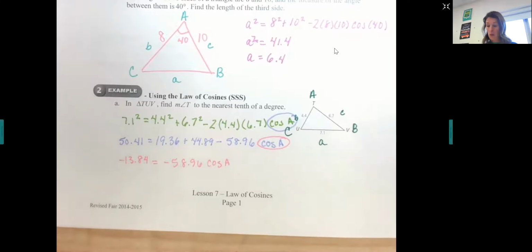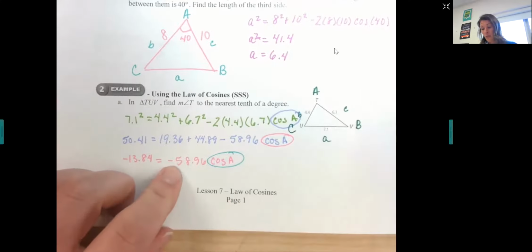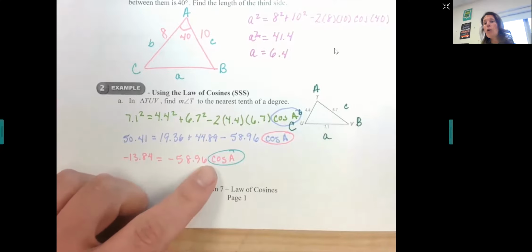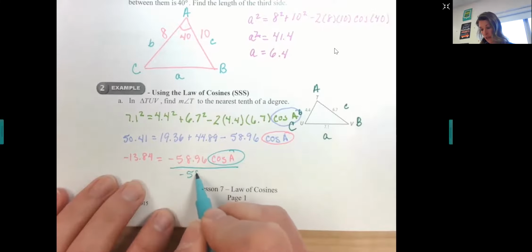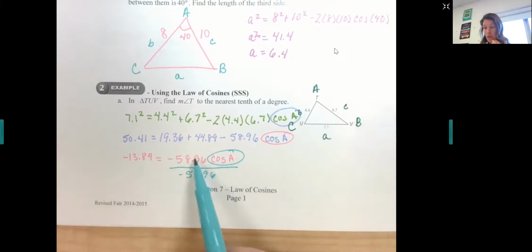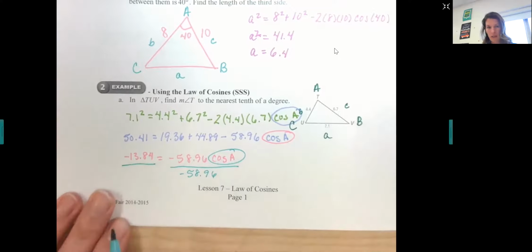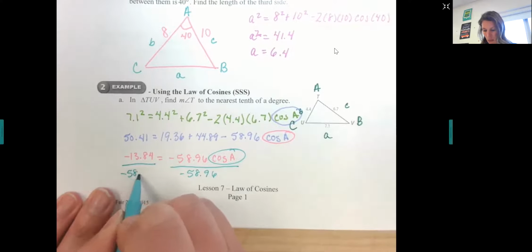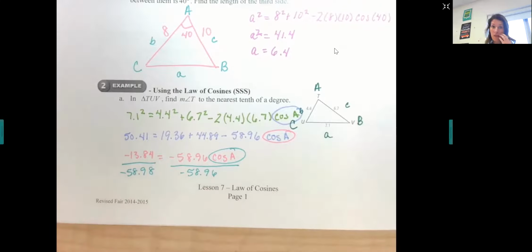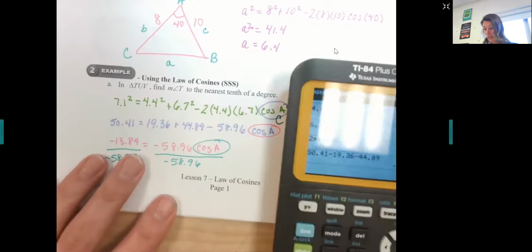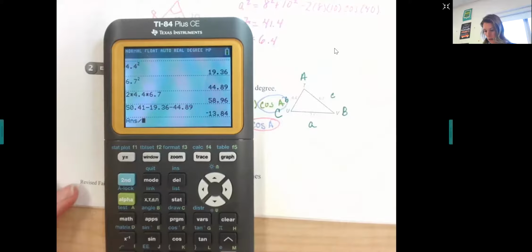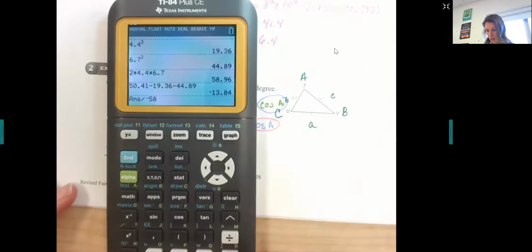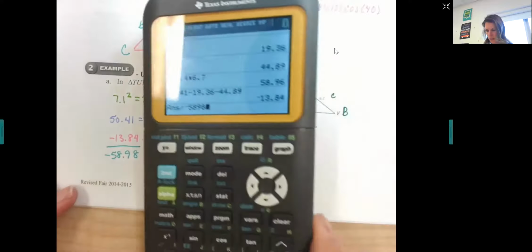Still solving for cosine A. We're still solving for this. If this was negative 58.96x, you'd have no doubt what to do. It's no different. We're going to divide by negative 58.96 because it's being multiplied right now. We have to divide, and we have to divide our negative 13.84 by the same thing. What we do to one side, we have to do to the other side. So I'm dividing negative 13.84 by a negative 58.96.